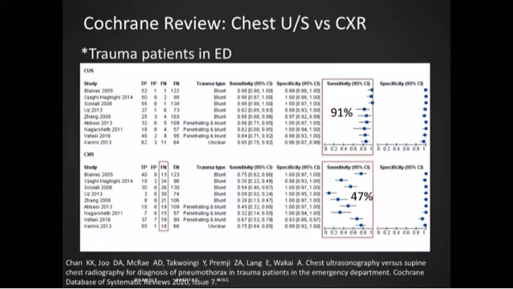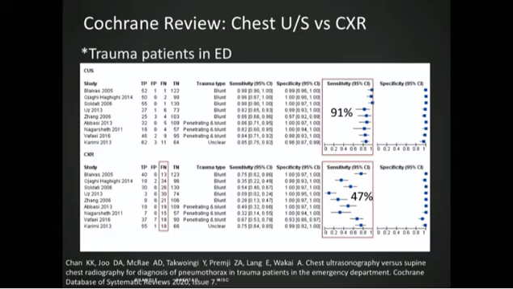And what you can see here is that among trauma patients who are being evaluated with a chest x-ray and chest ultrasound, and then ultimately go on to get a CT scan, which is the gold standard diagnostic test for a pneumothorax, the sensitivity of lung ultrasound is 91% compared to the chest x-ray sensitivity of 47%.